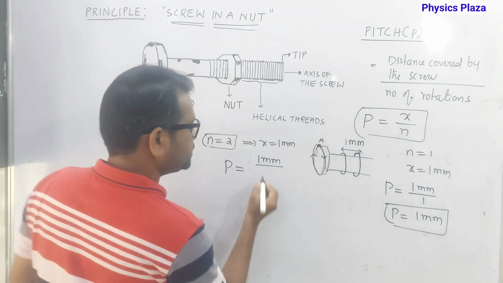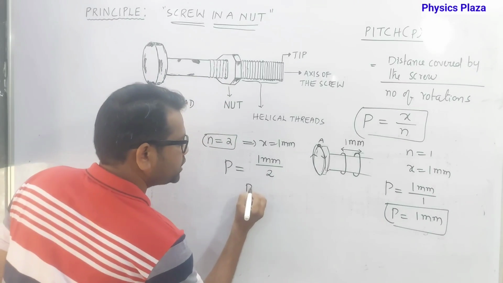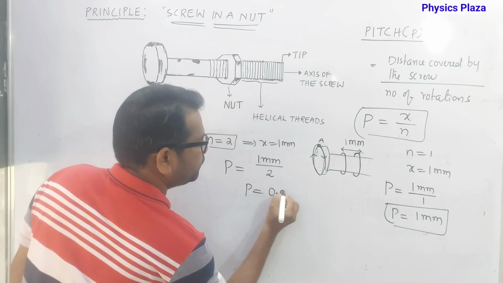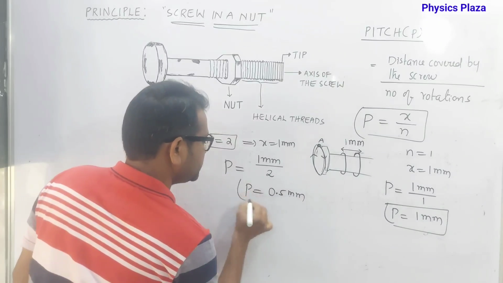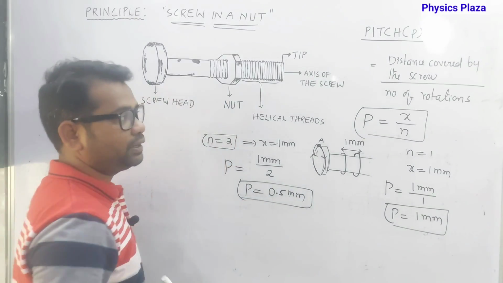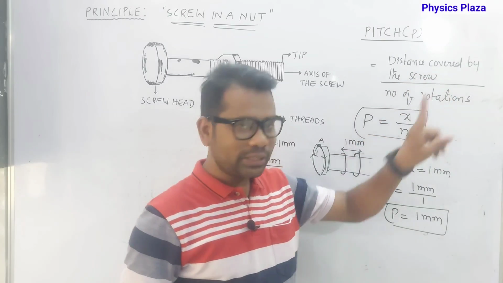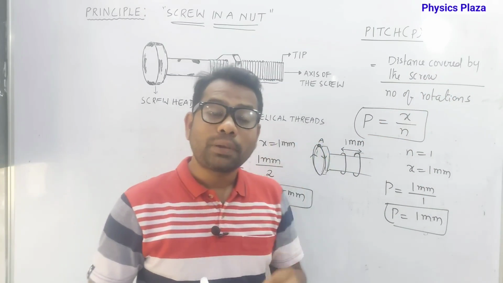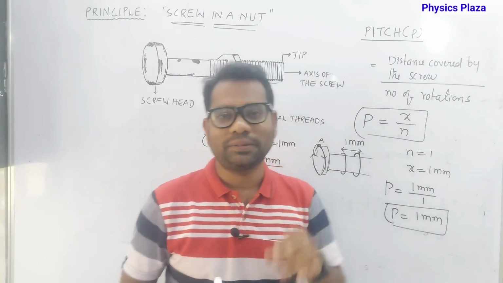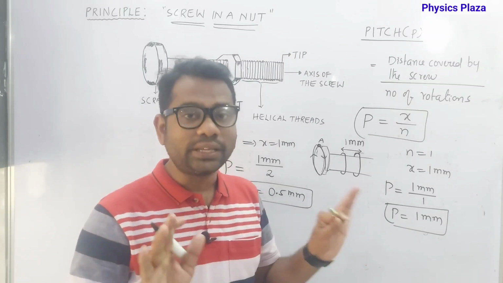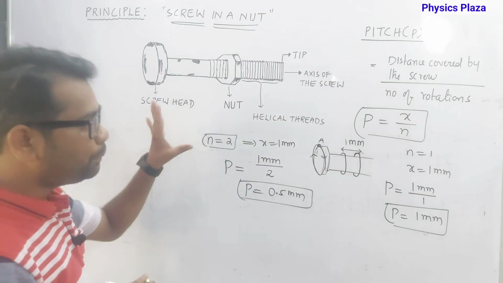The number of complete rotations is how much here? 2. So pitch is equal to 0.5 millimeter. So pitch depends on two factors: the distance covered by the screw and the number of complete rotations made. Is that clear, children? Yes. So this is what pitch actually is.